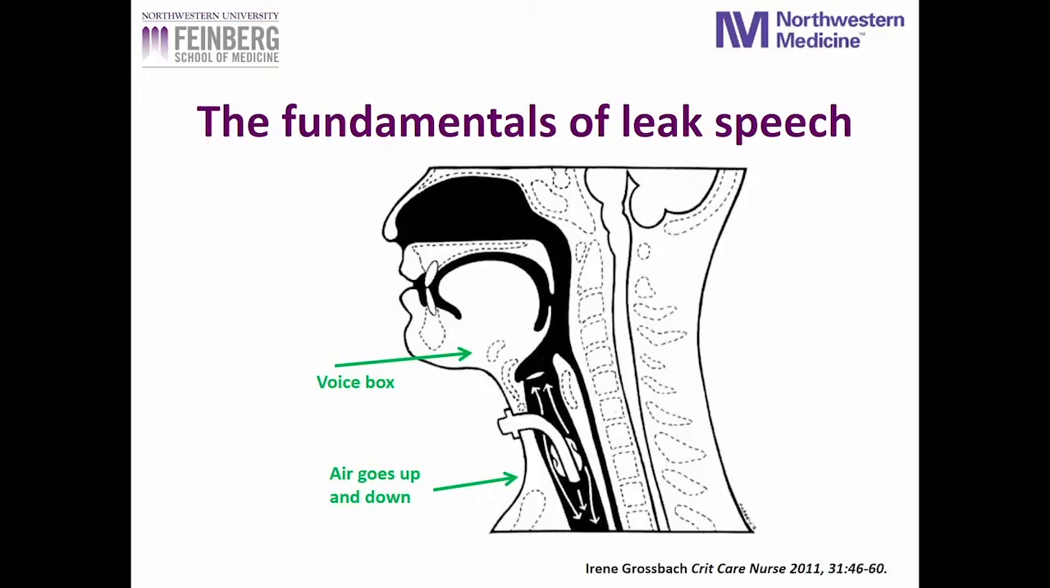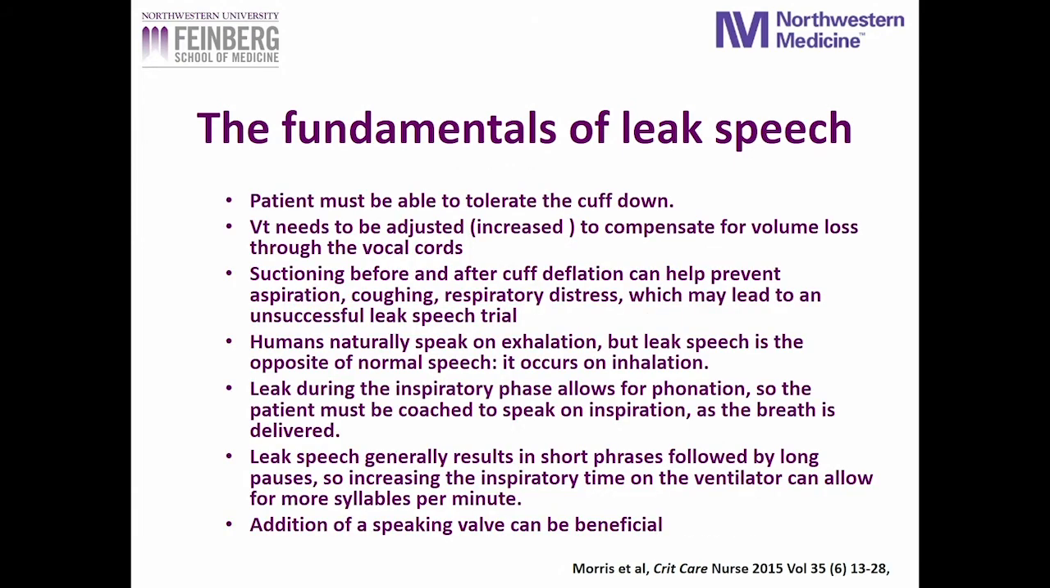So, kind of the anatomy here. You have your tracheostomy going into your airway. Here is your balloon, or your cuff. When the air goes in through the trach, it goes in here, but what you want to do is let the air come up above and go through the vocal cords. That's how they're going to be able to phonate during leak speech. The fundamentals of leak speech are that the patient must be able to tolerate the cuff being down. You need to adjust your tidal volume so that you can give them a larger tidal volume to compensate for the loss that's going to go through the vocal cords so they can speak.